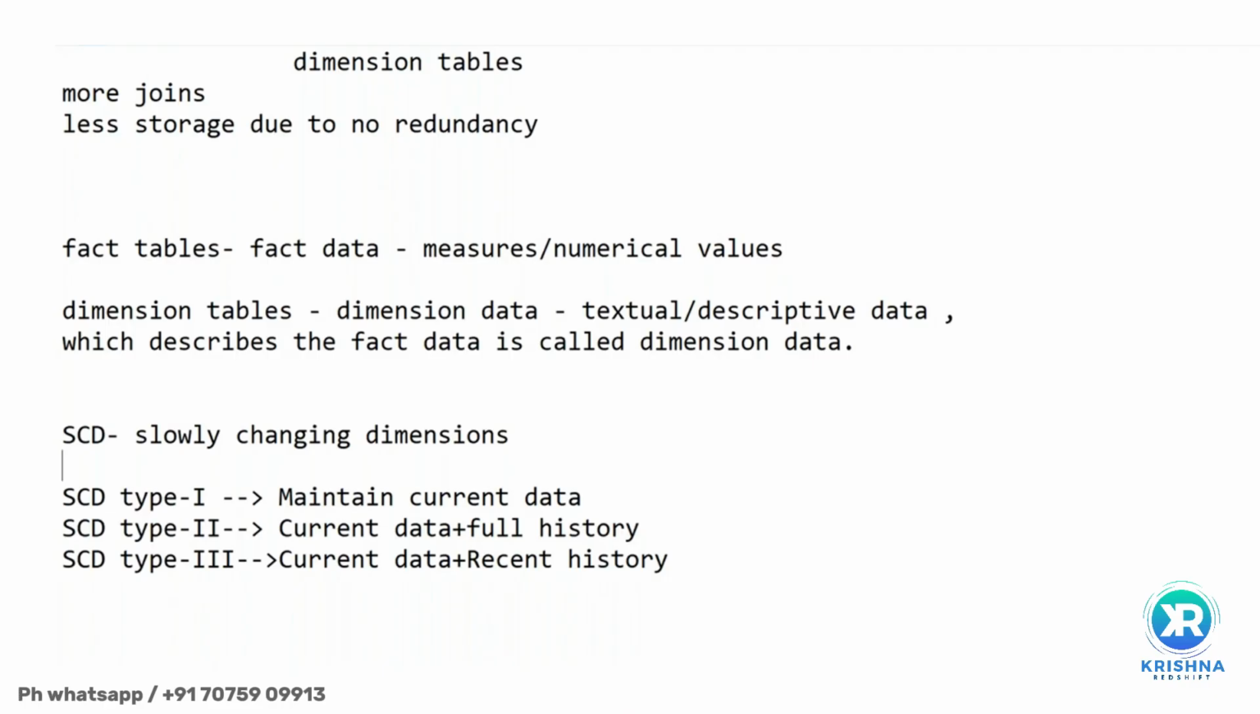So that is actually called SCD type 3, meaning current data plus recent history. Okay, recent history.